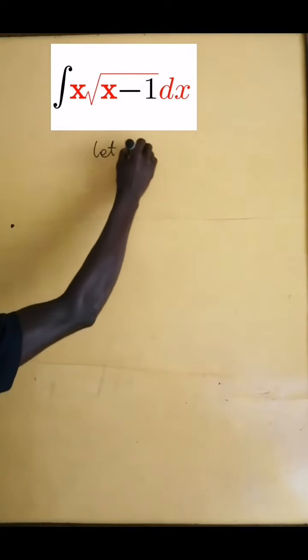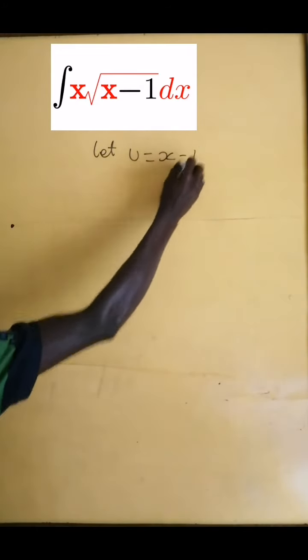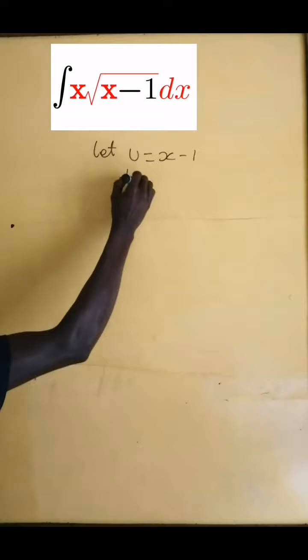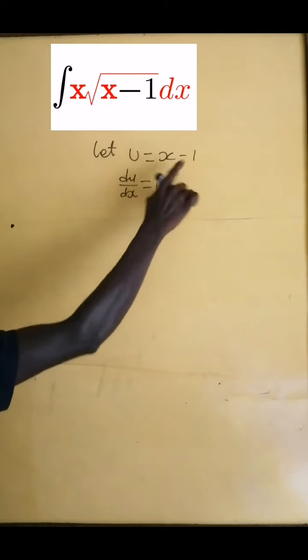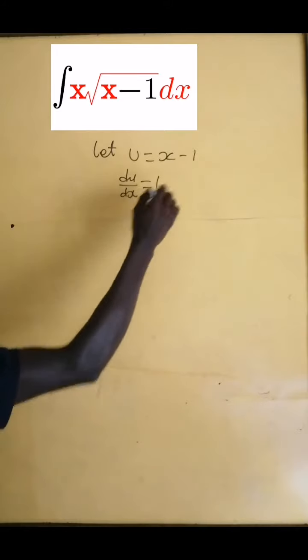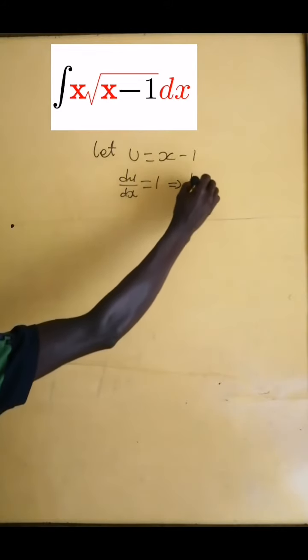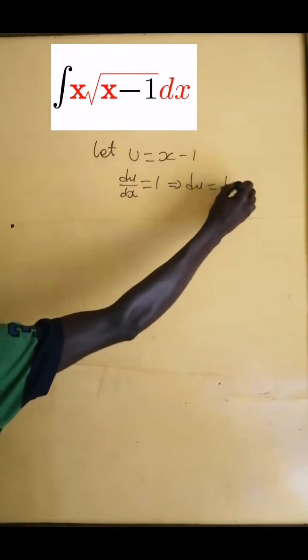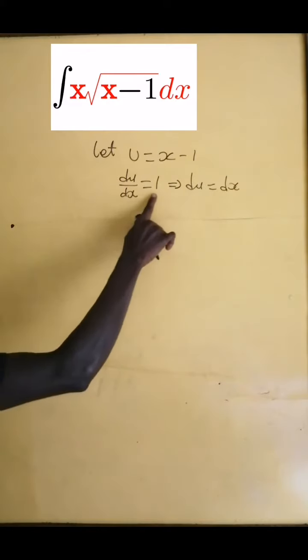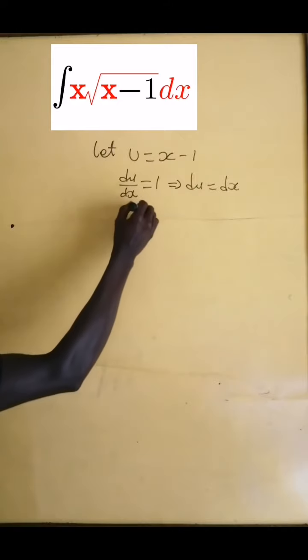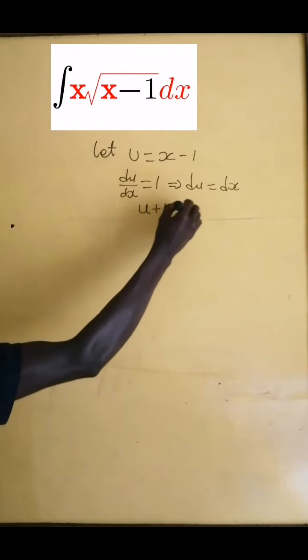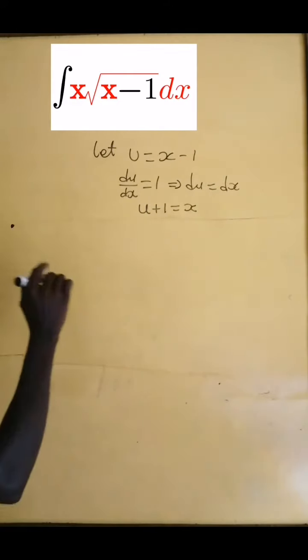Now, if we let u be equal to x minus 1 and differentiate this u with respect to x, then we have du/dx equals 1, since the derivative of negative 1 is 0. Now, this gives du equals dx. That is, if we do 1 times dx, we are going to get dx. Now, let's make x the subject. We are going to have u plus 1 equals x.